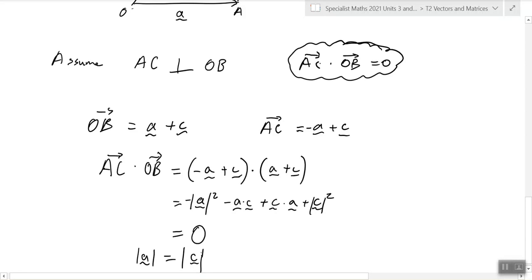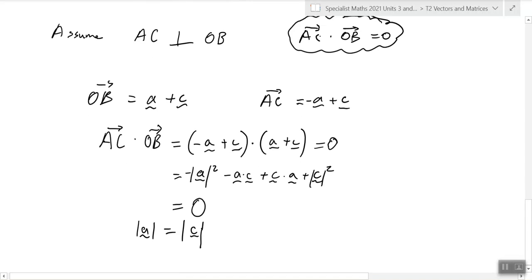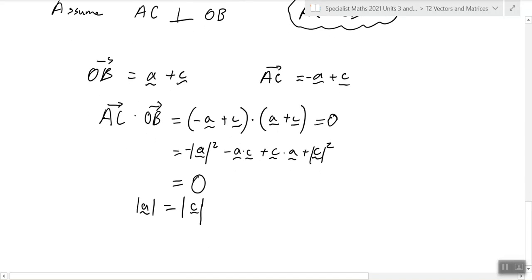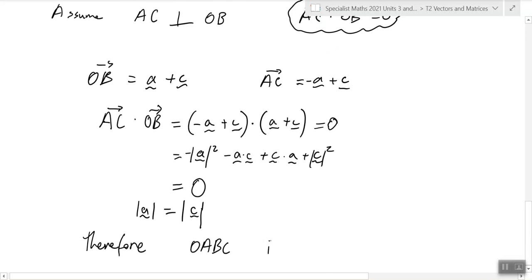So if the other people have zoned out, perpendicular dot product is 0, right? So I expanded the dot product. I then can bring the A and C so they're equal to each other on both sides of the equal sign, because it's equal to 0. And because they're equal, it shows it's a rhombus. Sometimes you just have to accept.